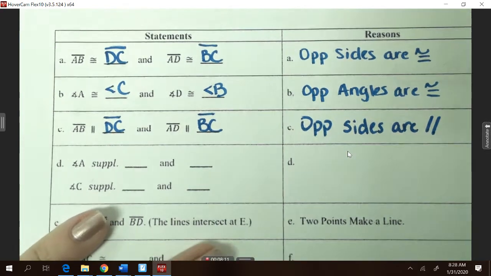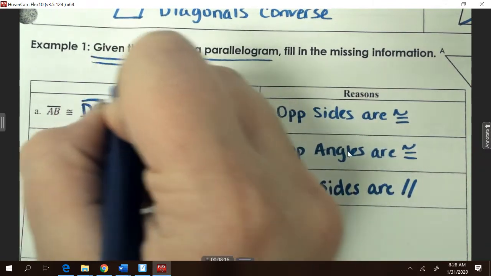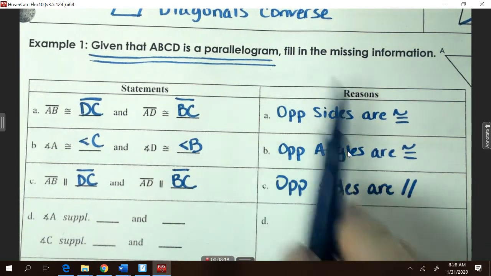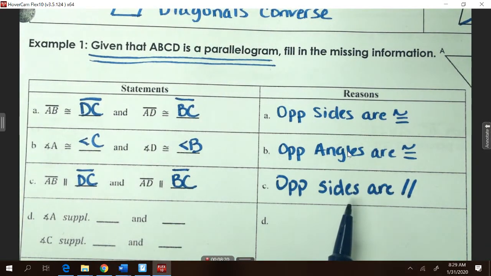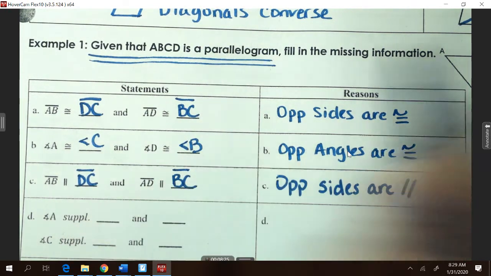And all of these conclusions I can make, the reason why I can make these conclusions is because it told us that it was a parallelogram. So see how I'm using all of those parallelogram properties? Okay, that's only because I was given that it was a parallelogram.